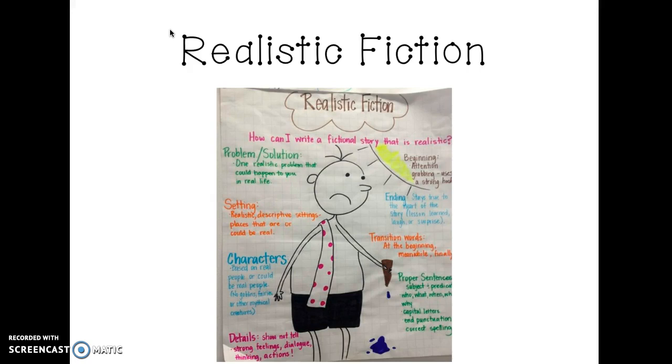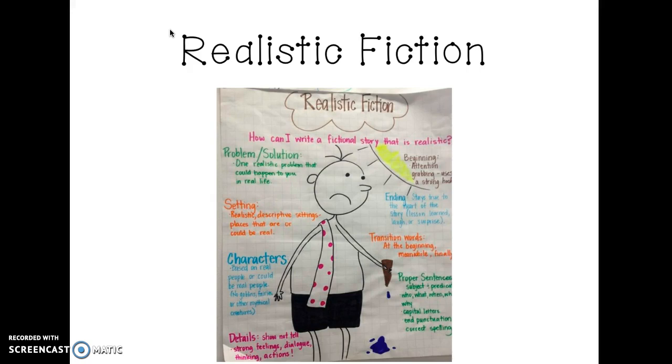When we have a realistic fiction story, we always have at least one character, and this character has real character traits that make them seem like a real person. They may be based off a real person, but they're not actually a real person. So this character can't be a fairy or a mythical creature or an animal that's talking. It needs to be a true person doing real people things.